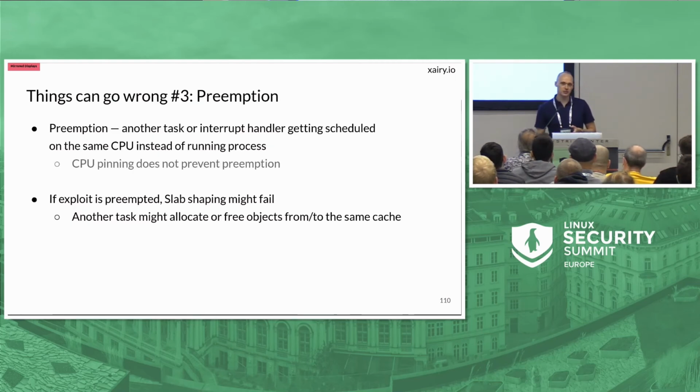However, there is still a different problem, which is called preemption. Preemption is different from migration. Preemption is when the task being executed on a certain CPU gets preempted by another task to be executed on the same CPU. This is also a problem for us because if our exploit process gets preempted in the middle of slab shaping, some other process that starts running on the same CPU might start using the same cache, so it might use the same active slab within the cache, and it might allocate free objects from that active slab. And this is a problem.